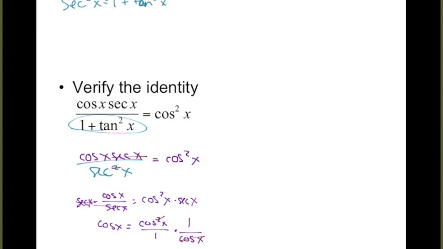How do you move from having cosine squared x and secant x to the division? I left a cosine squared x, I just put it over 1, because we can always divide by 1. Secant is the reciprocal of cosine, so I change that secant into a 1 over cosine. And then I can cancel those cosines.